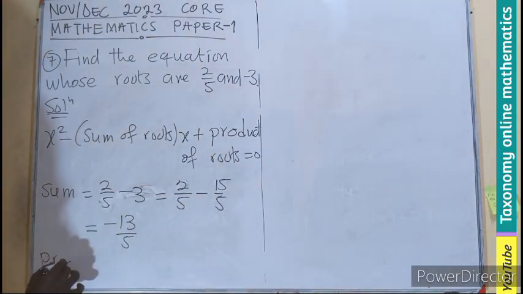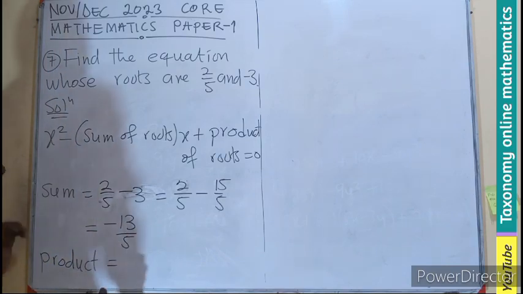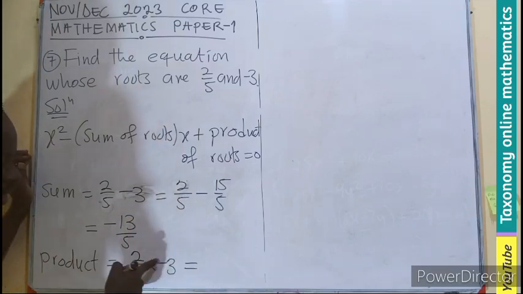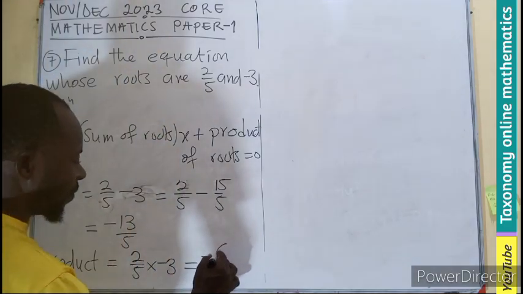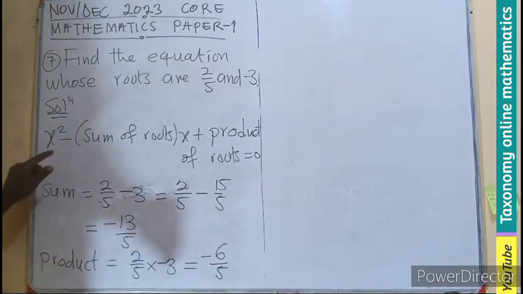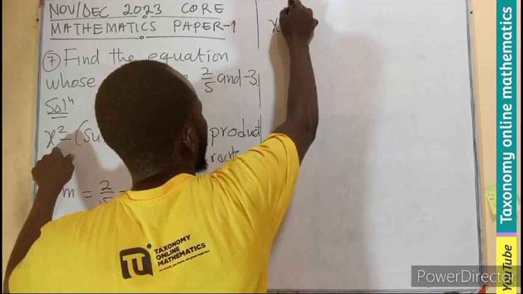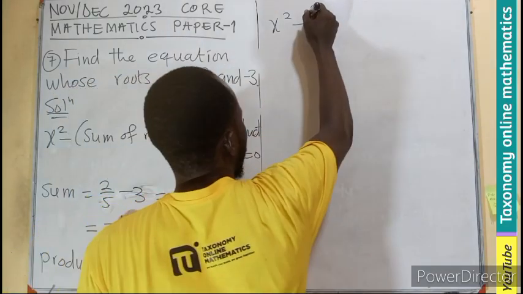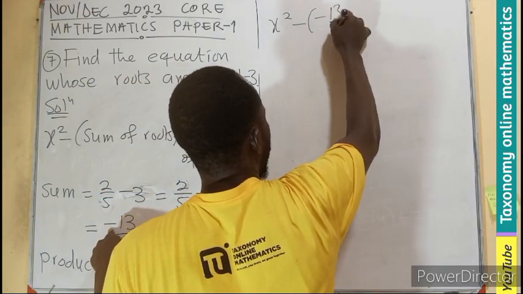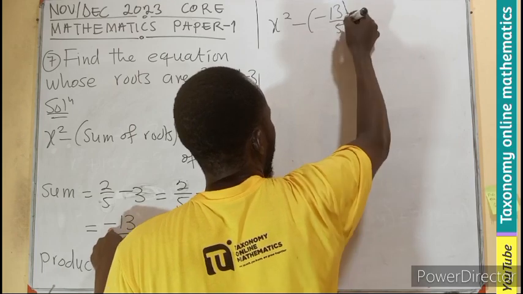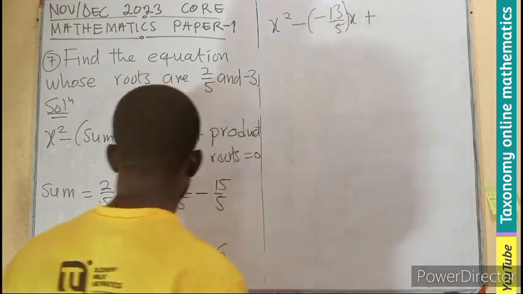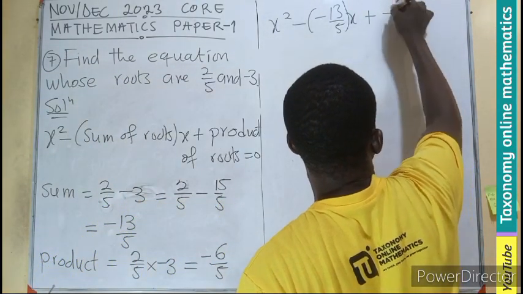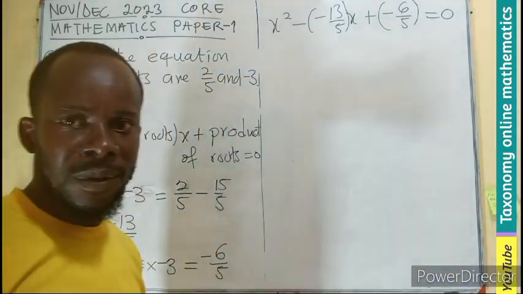Then we find the product, which is the multiplication. So 2/5 times -3. The numerator multiplies the whole number, giving us -6/5. So the equation becomes x squared minus the sum, which is -13/5 x. Okay, let me put it this way. Then plus the product we have, which is also -6/5, equals 0. Let's put it that way.